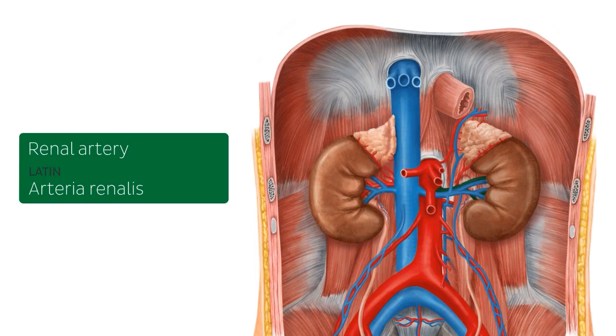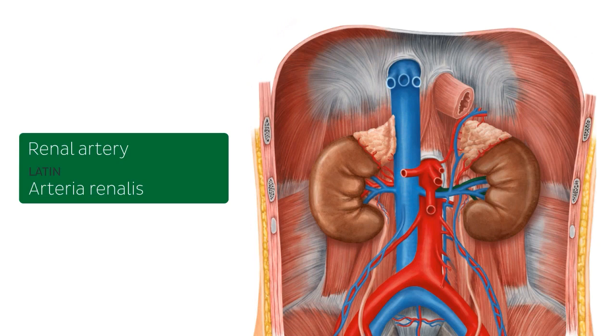So now that we have looked at the other arteries that are related to the kidney and ureters, I just wanted to take this chance to look at different structures, different arteries that are related to the kidneys and ureters. First, let's look at the renal arteries, which arise from the abdominal aorta, which we talked about before, and provide oxygenated blood to the kidneys.